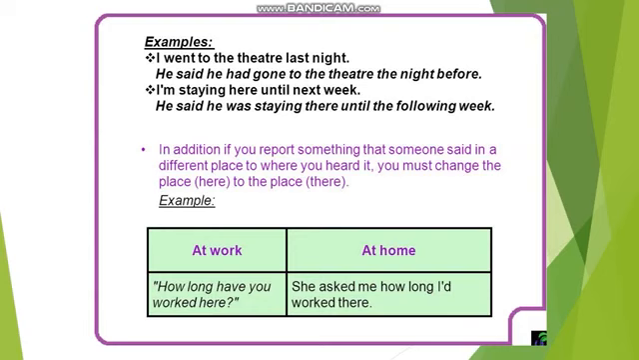For example, "I went to the theater last night." He said he had gone to the theater the night before. "I'm staying here until next week." He said he was staying there until the following week.